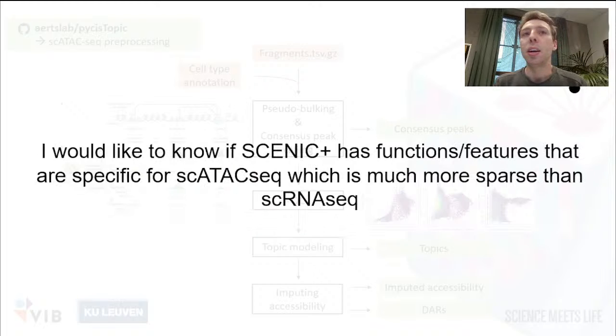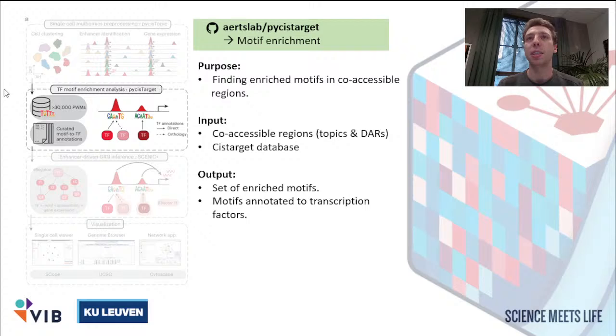Then someone is asking whether there are some specific features that are specific for ATAC-seq and the sparse nature of this, and this is indeed the case. So the topic modeling can be used to impute dropouts, and this is also then used for dimensionality reduction and downstream in SCENIC+. Okay. So this was the pycisTopic part. Now we can continue with the motif enrichment part.